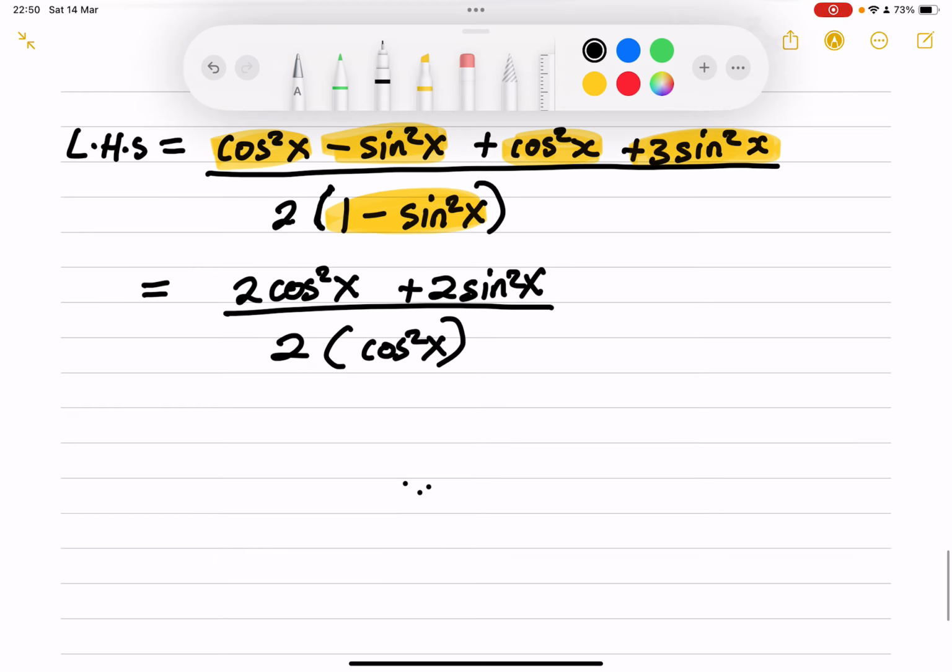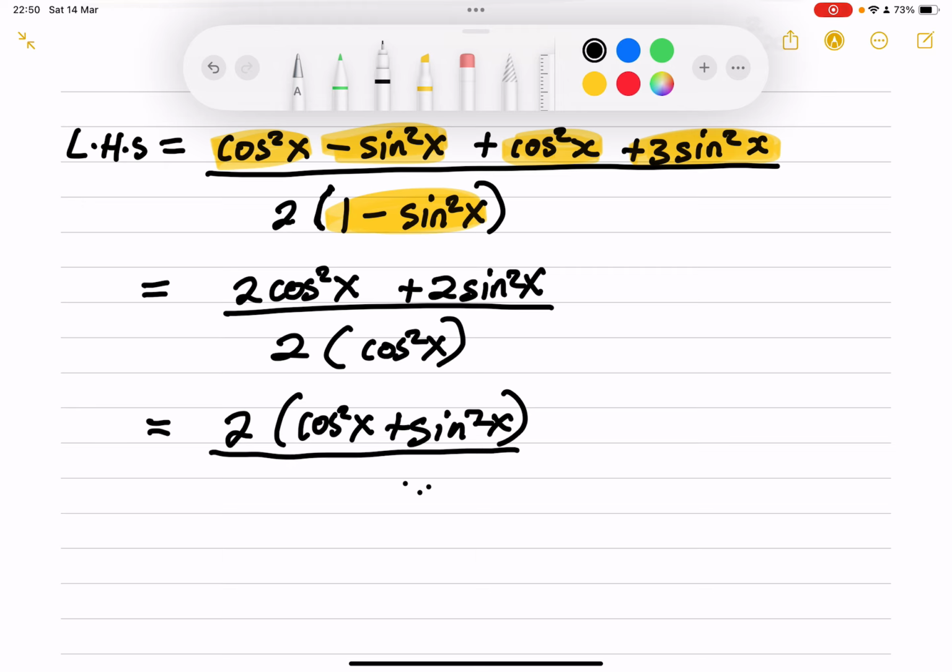And then on top, I can take out a common factor of 2. So I have 2 into cos squared x plus sine squared x. Remember, trigonometry is all about adding like terms, factorizing, LCD. So your algebra must be really good here.